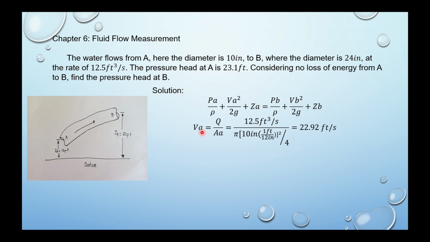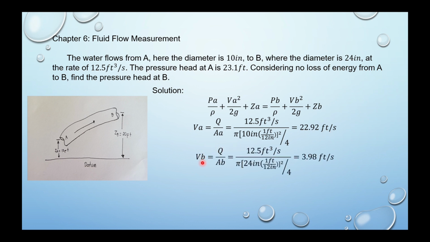The formula to find velocity at A is equal to volume flow rate over area at A. So equals 12.5 cubic feet per second over pi times 10 inches. Inches, we need to convert into feet. So 10 inches times 1 foot over 12 inches, raised to 2 over 4. So simplify. Our velocity at A is equal to 22.92 feet per second.